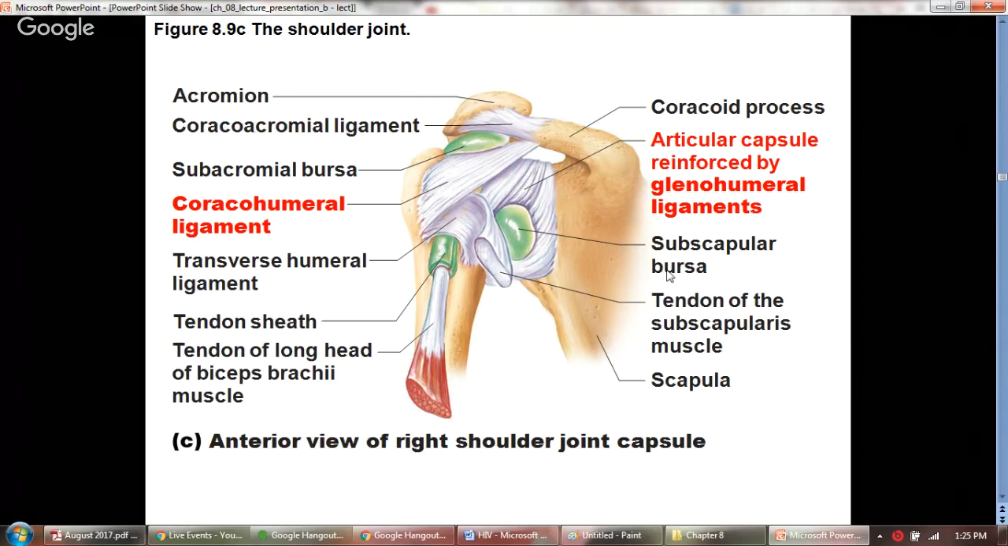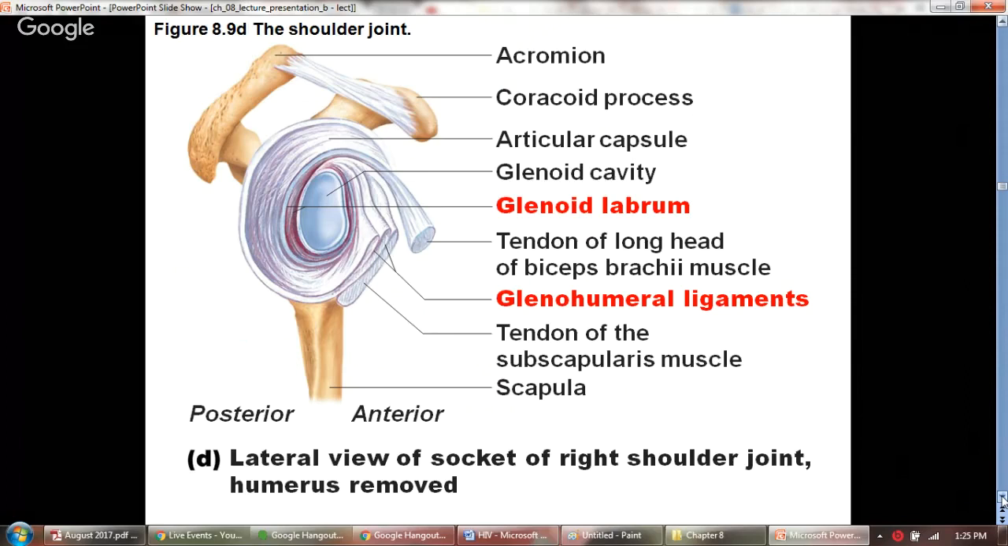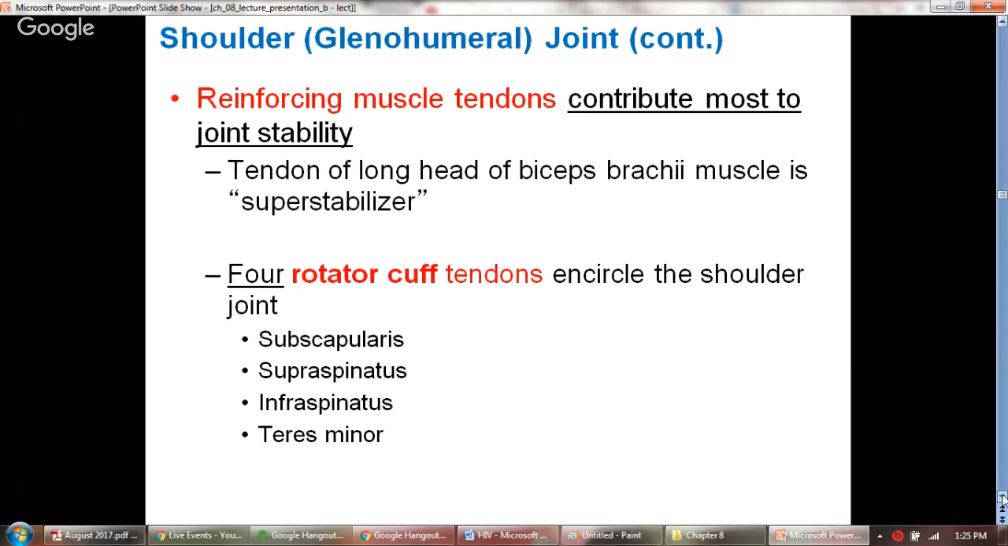And you would find the subscapular bursae, the tendon sheaths, and the subacromial bursae, which provide preventive ability related to the friction when the joint moves. So here it shows the glenoid labrum as well as glenohumeral ligaments. This view shows how much the ligaments play a role in order to stabilize the joint.